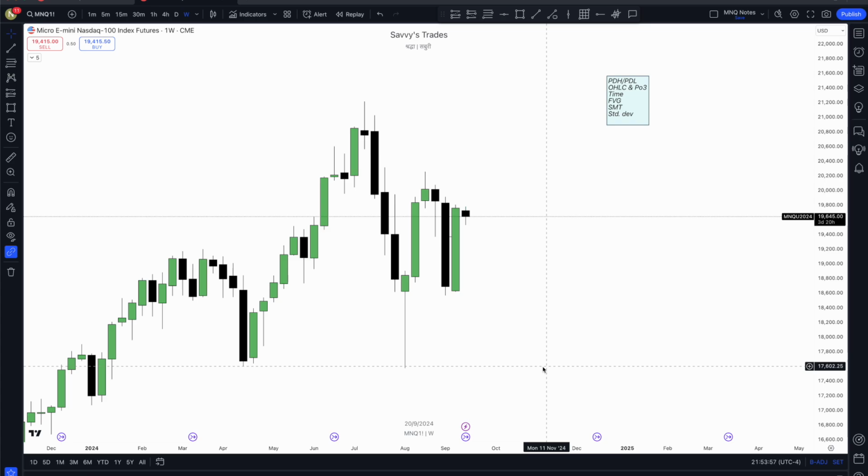those are previous day high, previous day low, open high low close, and open low high close. Those are the candle formations, as well as power of 3. Times are extremely important. The fair value gaps, SMT, and the standard deviation to mark our profit targets. So let's start with the weekly chart.